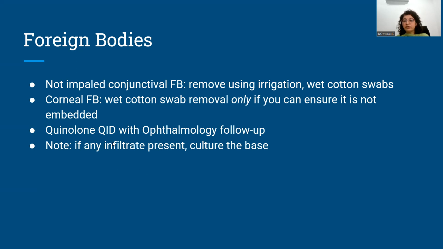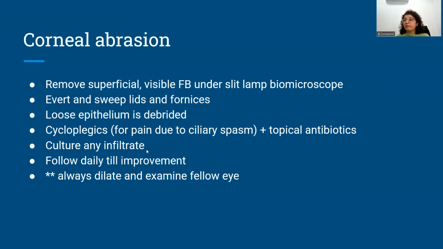Unfortunately, if there are any infiltrates present in the cornea, then a lot of times these are considered dirty wounds and we will need to culture the base of the wound. The patient may not have presented right after the foreign body went in their eye. So again, for corneal abrasions, if there's a superficial foreign body, it can be removed under a slit lamp biomicroscope. In this case, you always have to make an effort to evert and sweep the eyelids and the fornices to make sure you're not missing any hidden foreign bodies.